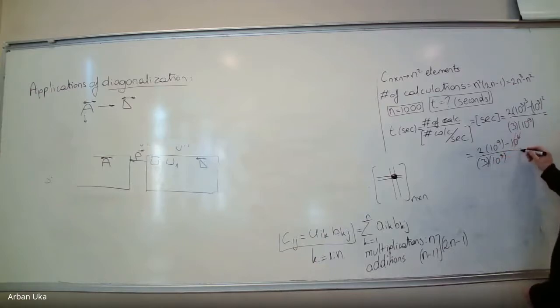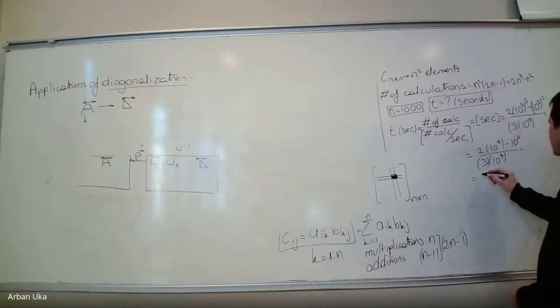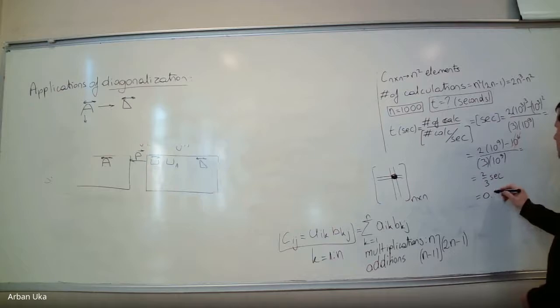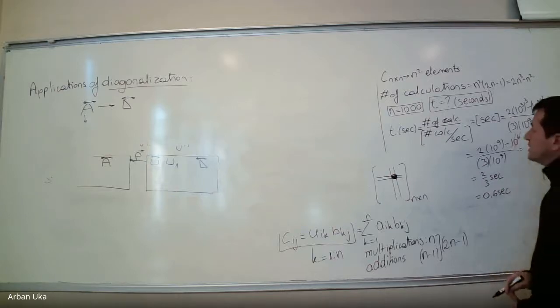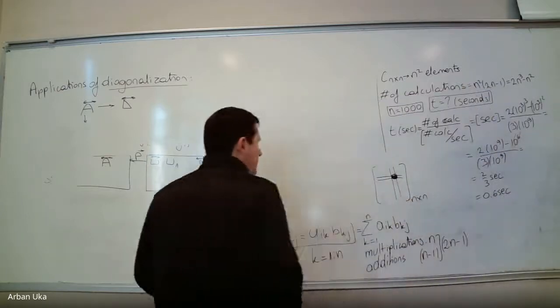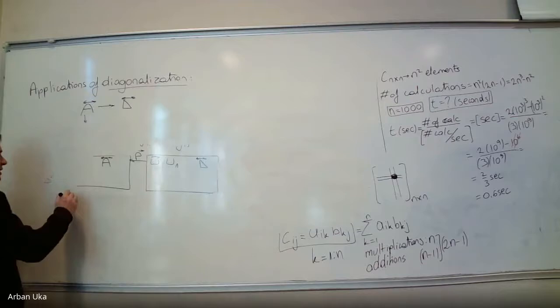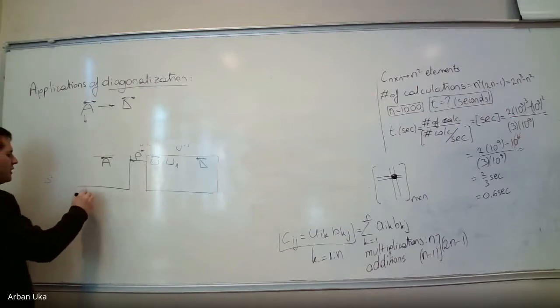So it looks like we're going to get something like 2/3 of a second. Okay? So 0.6 seconds it takes to multiply two matrices. Okay? So it looks like it is a considerable amount of calculations, and the matrix multiplication is an operation where the number of calculations is proportional to n cubed.